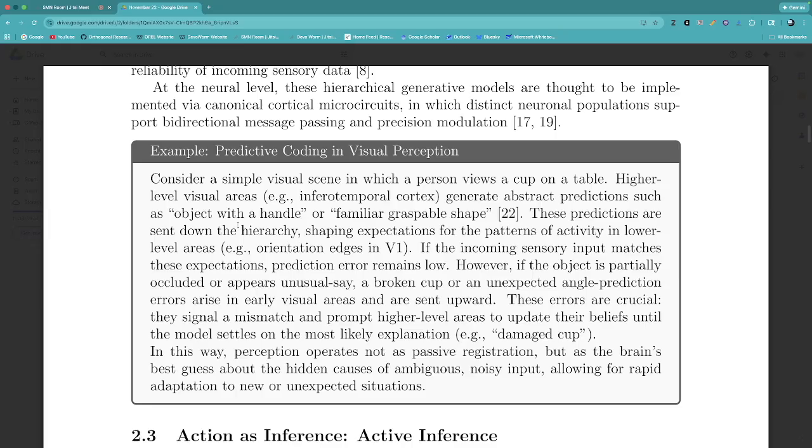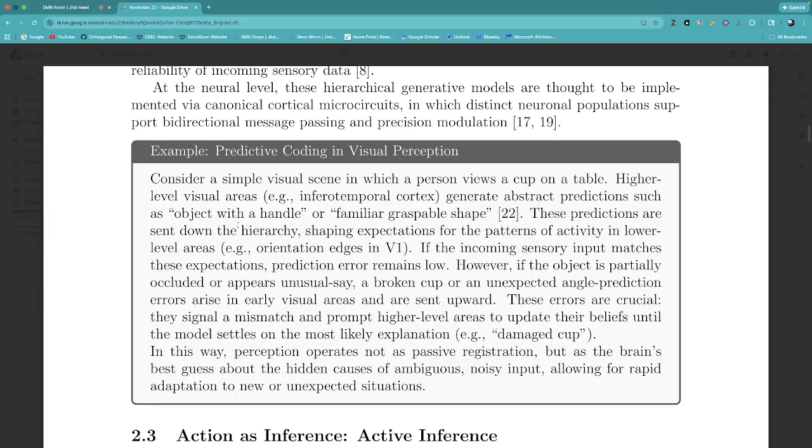So this is where we get these errors that arise in early visual areas and are sent upward. These errors are crucial. They signal a mismatch and prompt higher level areas to update their beliefs until the model settles on the most likely explanation, which is damaged cup. So you have lower level systems that identify the shape of a cup, and then you get these exceptions that provide different subsets of information. So you have these refined categories like damaged cup, and that's most likely.